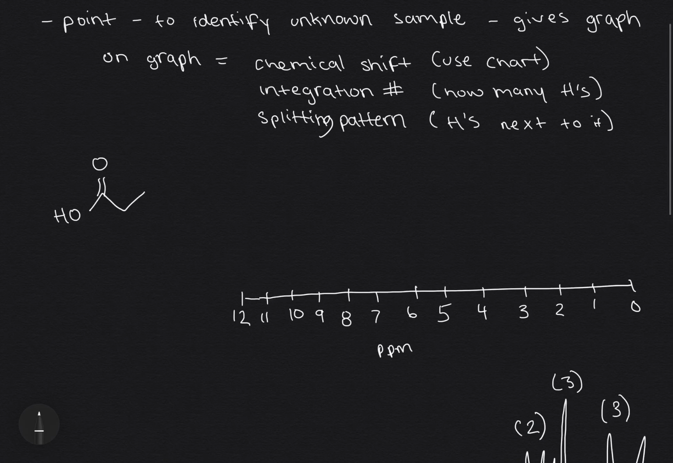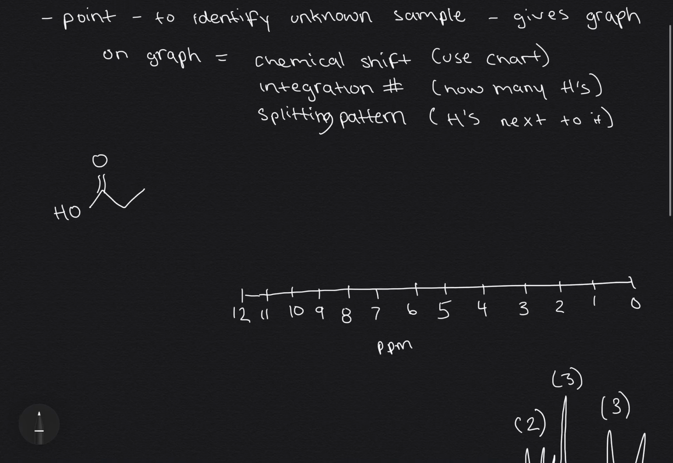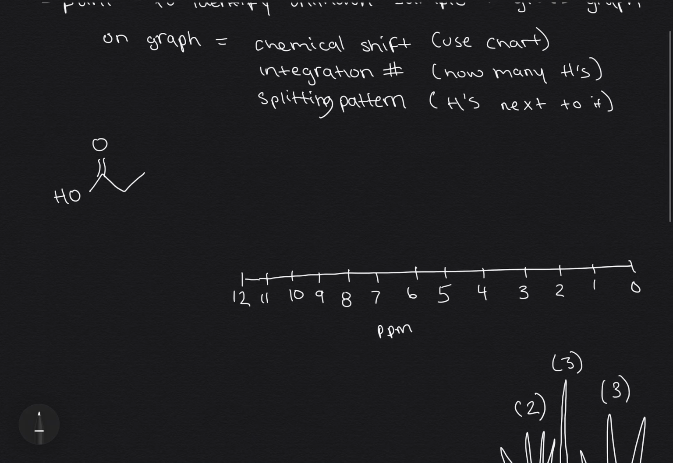The integration number is going to be, you're going to have your signals on the graph. The integration number is exactly how many hydrogens. Well, actually, the integration number is a ratio, but generally that's going to tell you how many hydrogens are on each signal. And then the splitting pattern is n+1 is the formula for that. Splitting pattern is how many hydrogens are next to the current one that we are looking at, that signal.